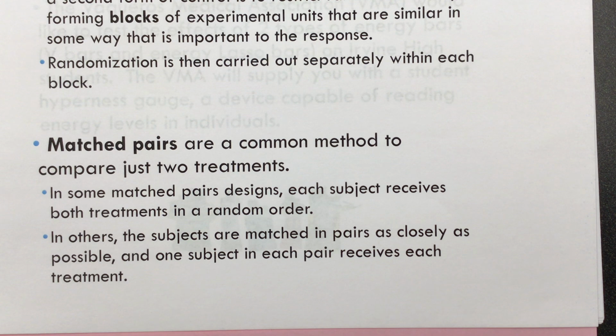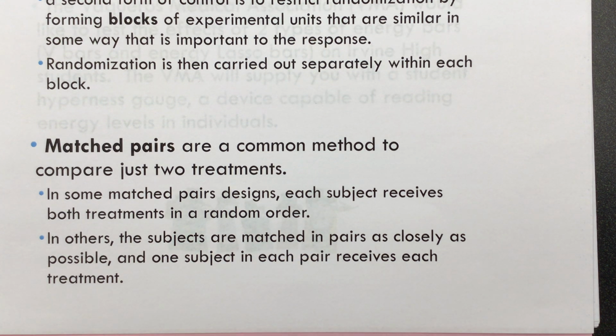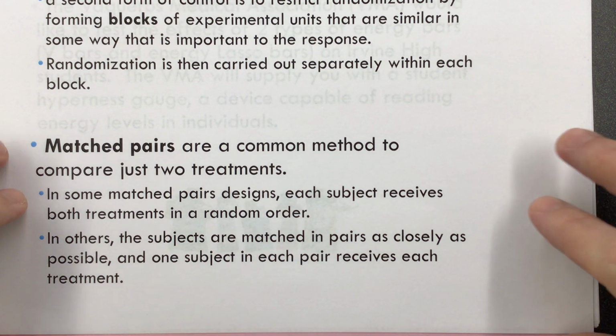So maybe think of a disease, and you would find two subjects that are similar age, similar demographic, and they have kind of the same level, stage 1, stage 2, or stage 3, right? The same level of infection of their disease. But it doesn't have to be disease. It can be anything. But again, we're just matching the two subjects up so that they're very similar, and then one subject gets treatment A and one subject gets treatment B, and then we can compare that way.